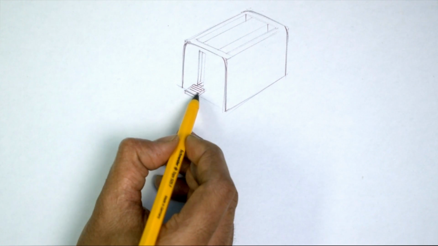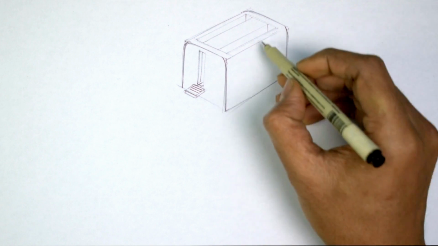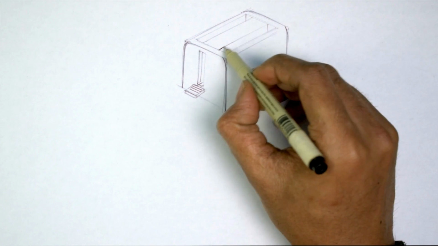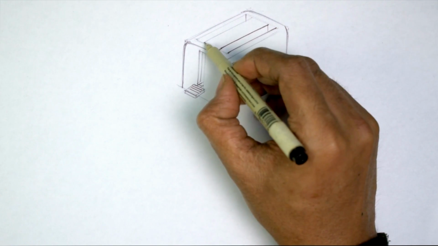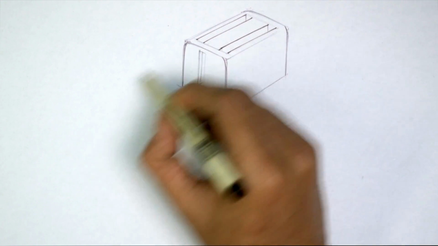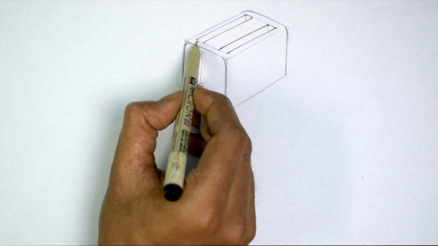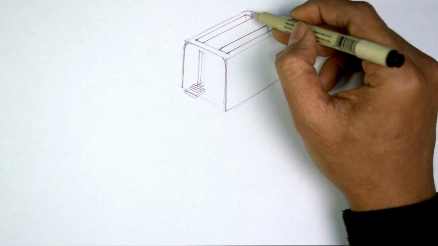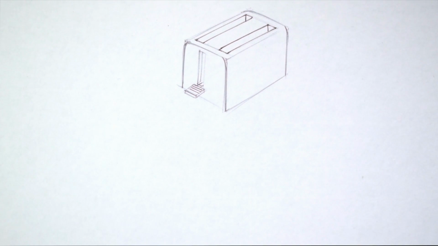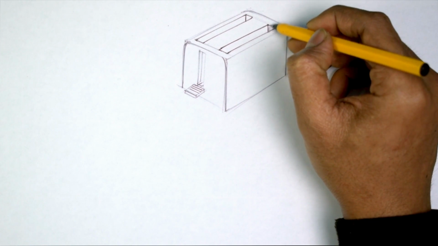Also, if you want to put a logo or any switch or something, that also you can add. So now my basic sketch is done, so I'm just making these lines slightly darker using this micron pen. So by this technique you can easily draw any kind of product.